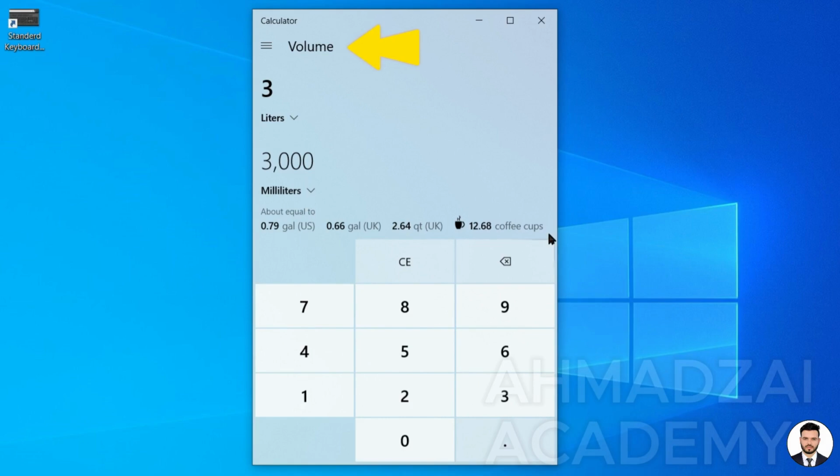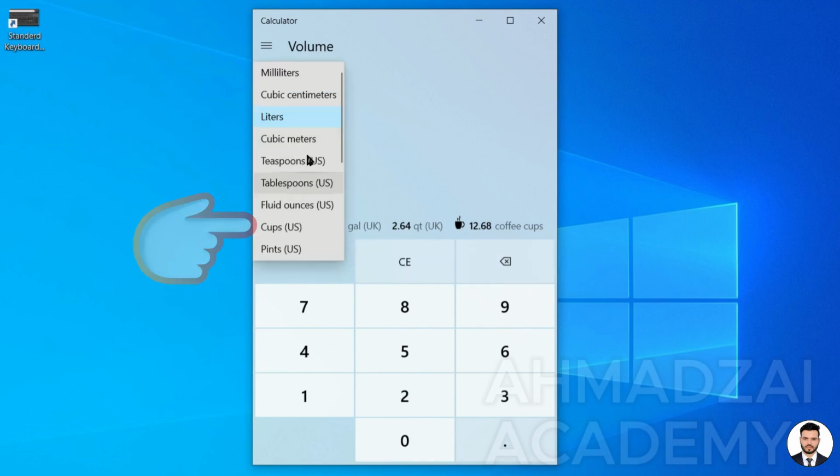It even shows us some extra information, like how much 3 liters is in gallons according to the US and UK standards, and also how many cups of coffee that would be. For example, 3 liters is about 12 cups of coffee. In short, it does all the conversions.